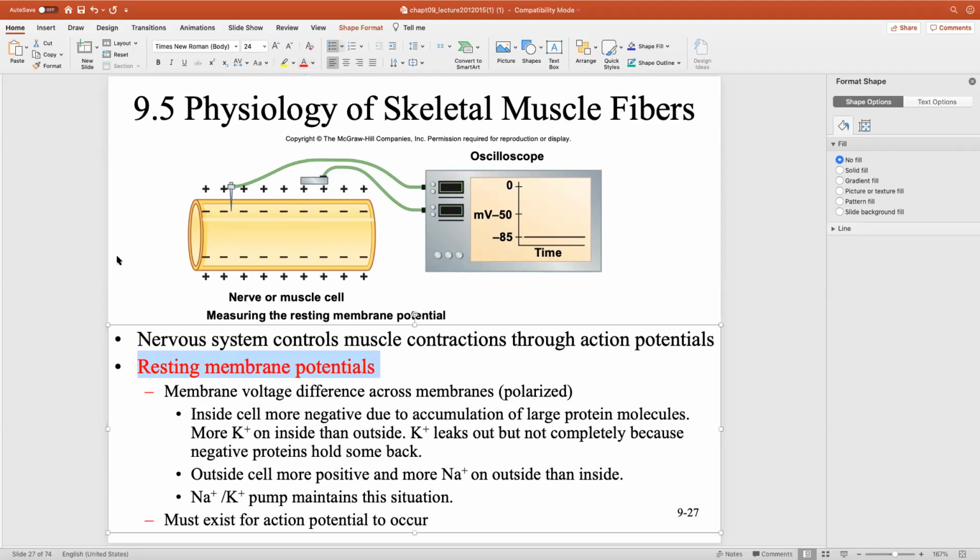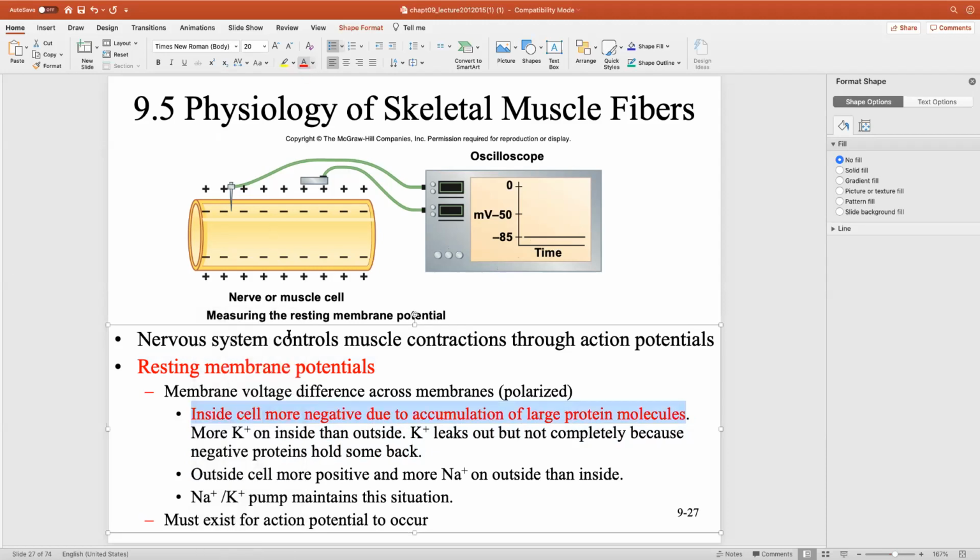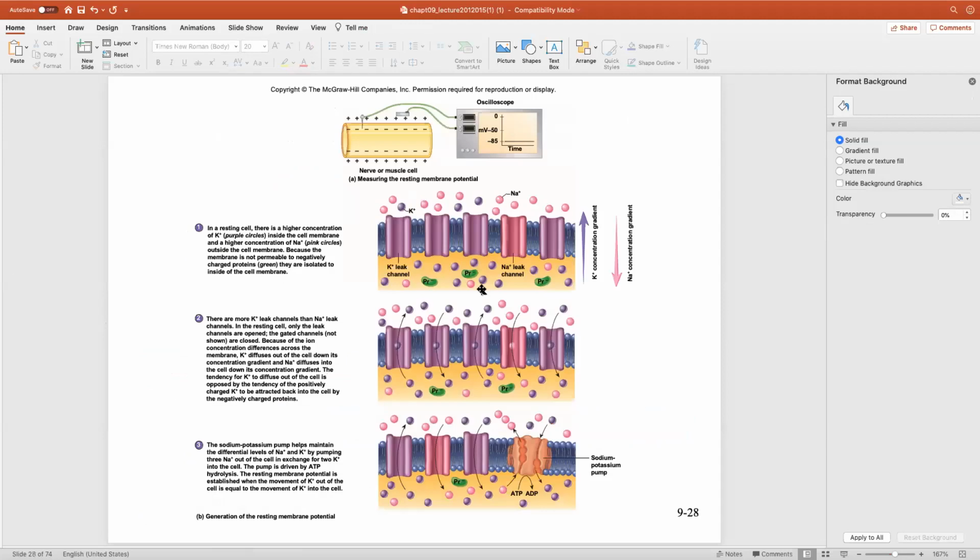Now, with skeletal muscle fibers, the resting membrane potential of minus 85 to minus 90 is due to accumulation of large protein molecules, and also more potassium on the inside and outside. Now, what we're going to see is simple. I don't know if it's simple, but it's easy to see, right? We're going to have the sodium-potassium pump. The sodium-potassium pump pumps out 3 sodiums from the inside of the cell.